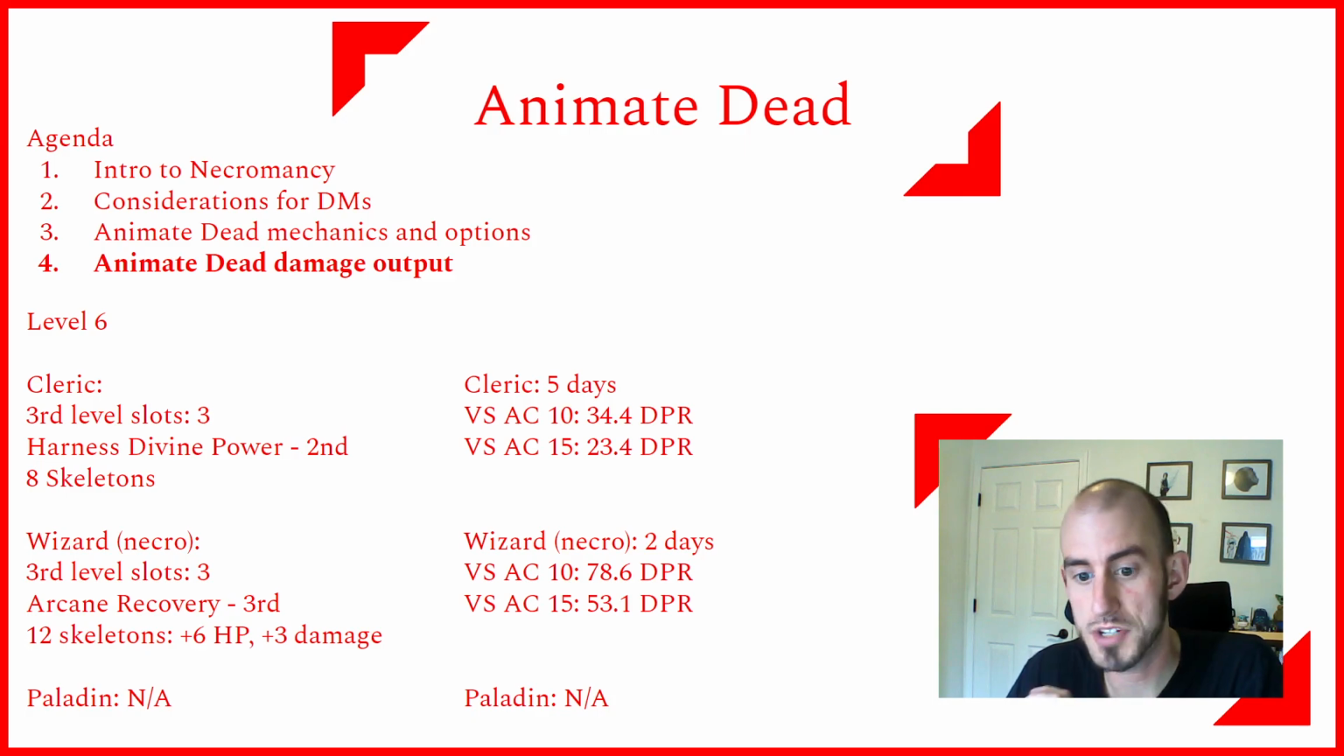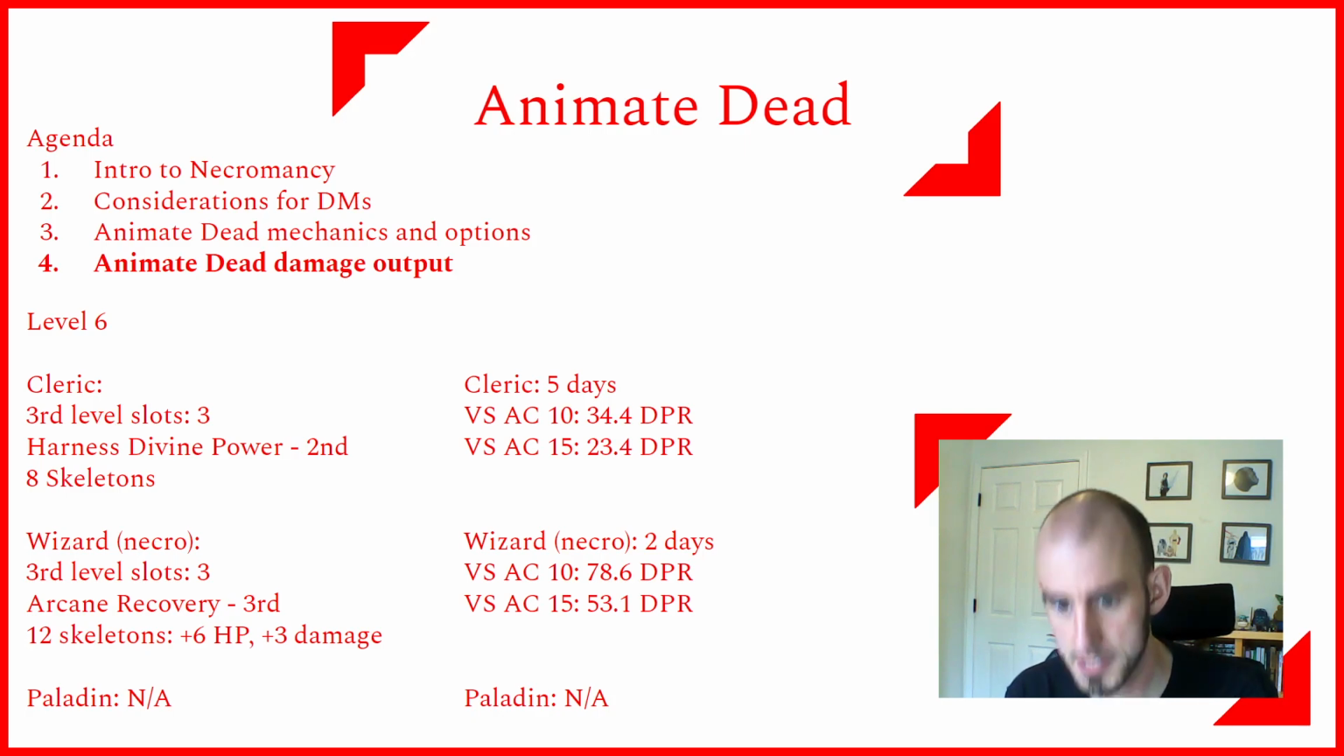So a Necromancer Wizard. Now, wizards have the Arcane Recovery feature, which lets them recover a spell slot equal to half their wizard level, once per long rest, and it happens at the end of a short rest. So a wizard essentially has 4 3rd level slots at this level, and therefore can use 3 of them to animate skeletons. So a wizard in particular would be able to support 12 skeletons, and a Necromancer Wizard would take only 2 days to summon this army, and against an armor class of 10, these 12 skeletons would do 78.6 damage per round, and against an armor class of 15, it would be 53.1 DPR.